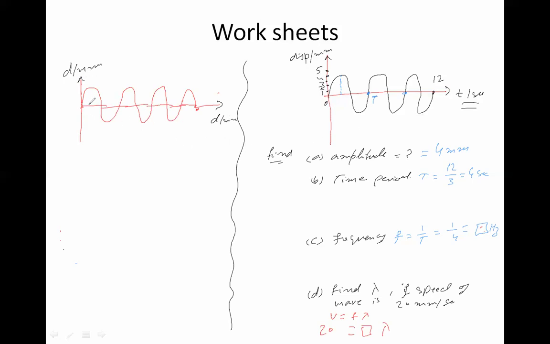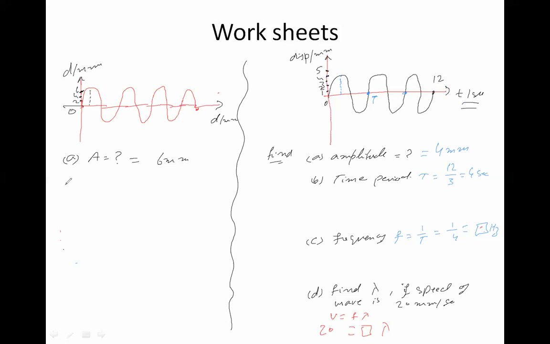Now look, again, this is 0, this is 2, this is 4, this is 6. Okay, up to 6 is enough. So what is the amplitude? Amplitude is 6 millimeters. Very clear.